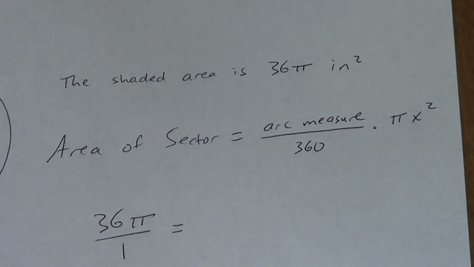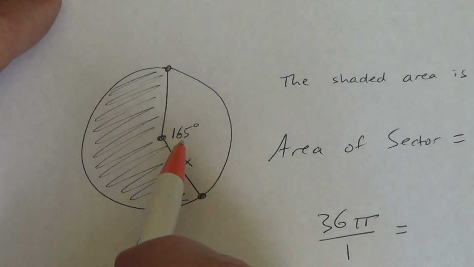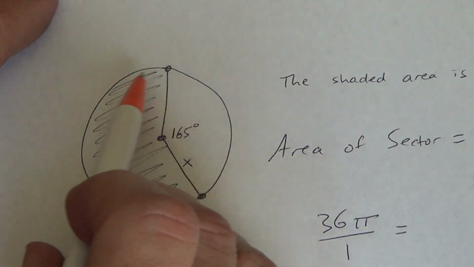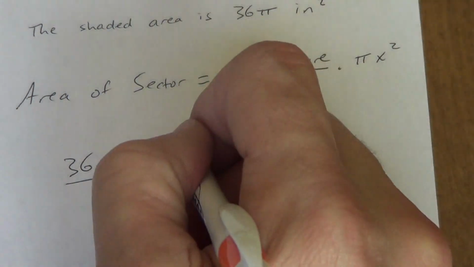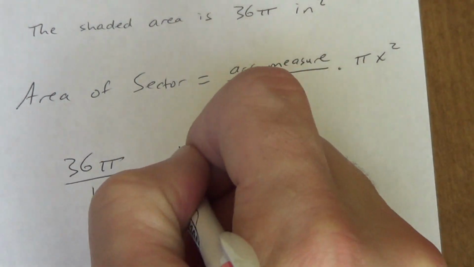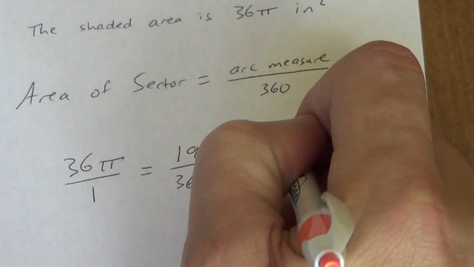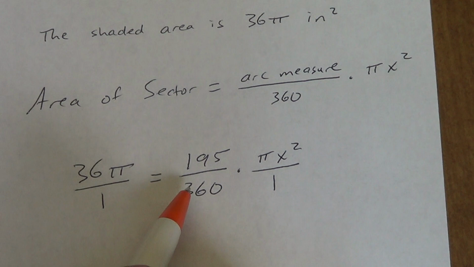Here we go. 36 pi over 1 equals arc measure, not 165. 165 is this arc. How do I find this arc? I do 360 minus 165, that gives me 195 over 360 times pi x squared, which is over 1. You cannot reduce here and here. Okay, you cannot reduce across an equal sign.